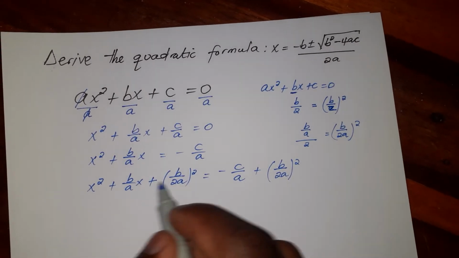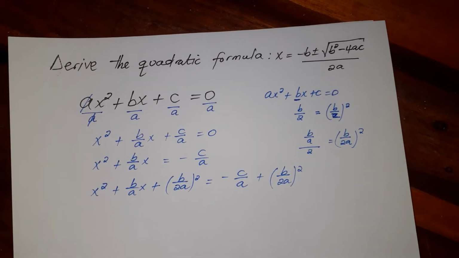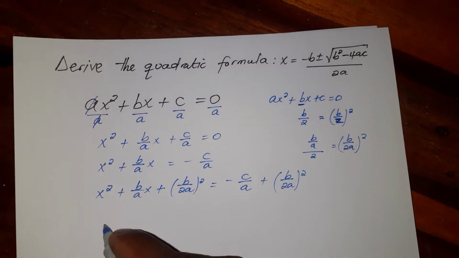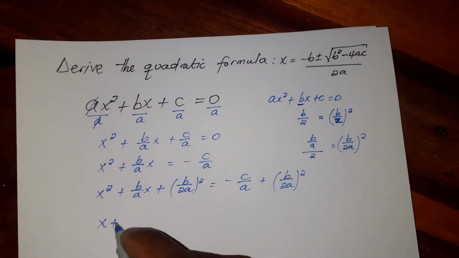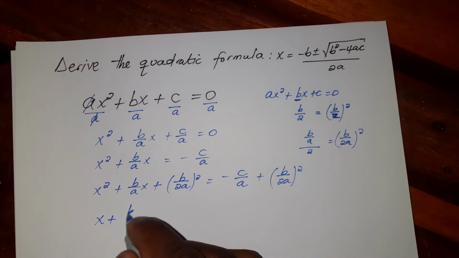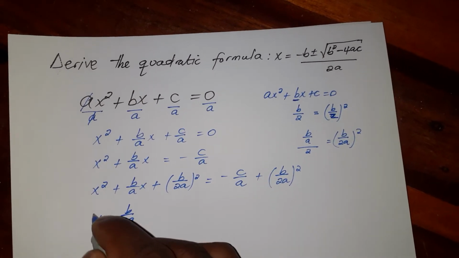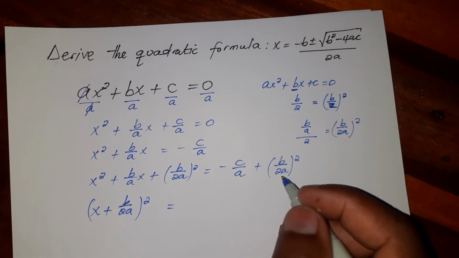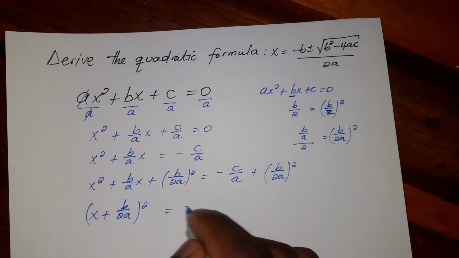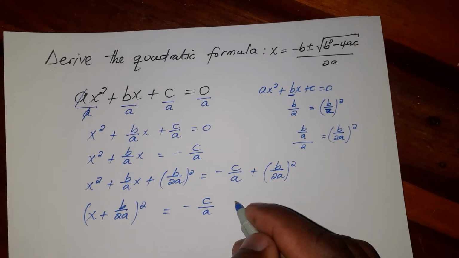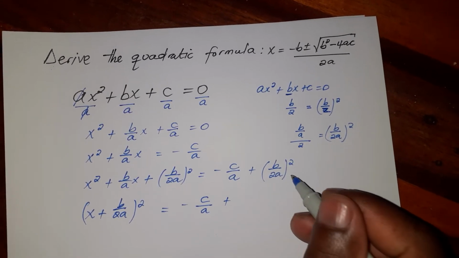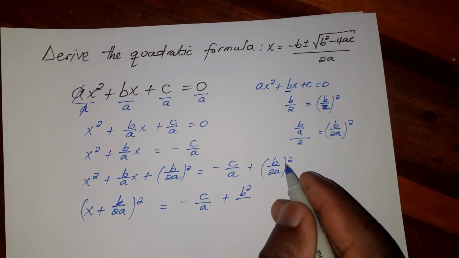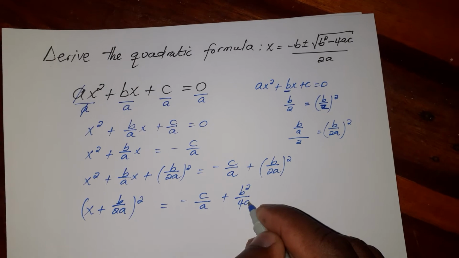After that, we now need to factorize. To factorize this, it's very easy. You only focus on the terms that have squares. So we take x plus what we have inside the bracket, which is b over 2a, everything under the square, equal to minus c over a plus, now we can work out the square there: b squared over 2 to the power 2, which is 4, and then a squared.